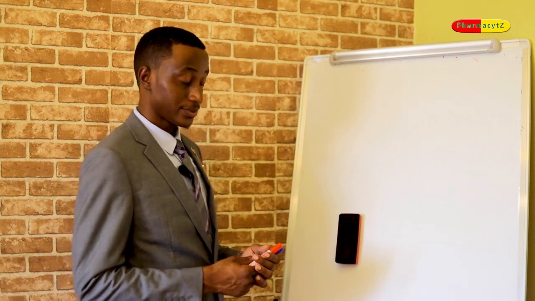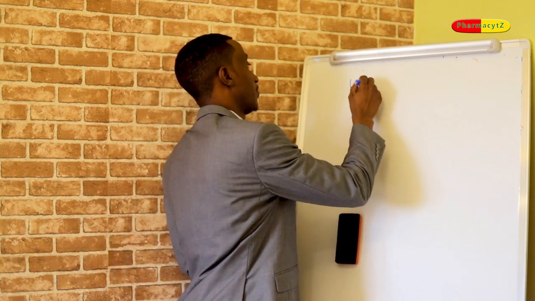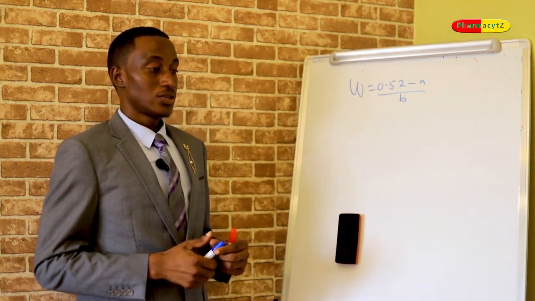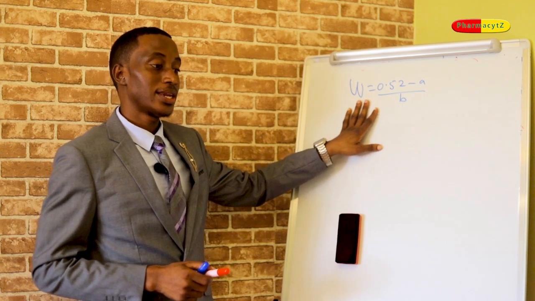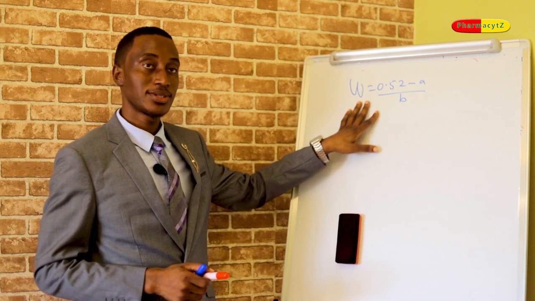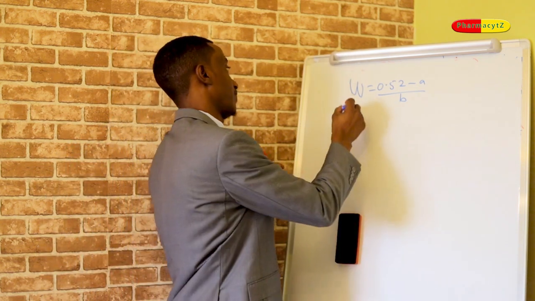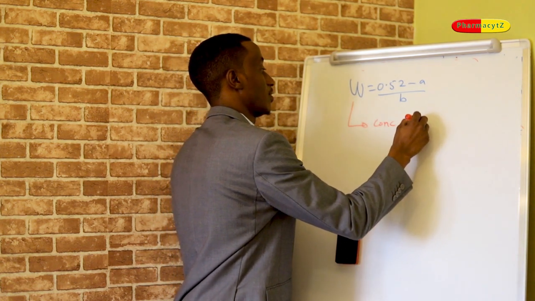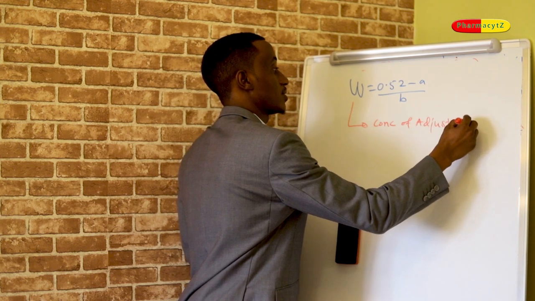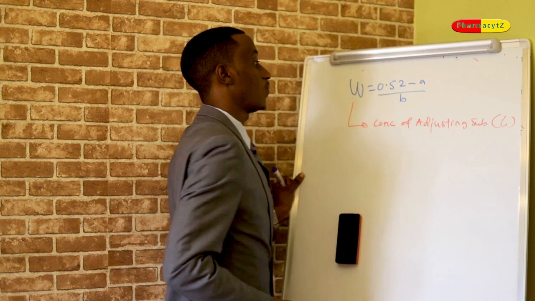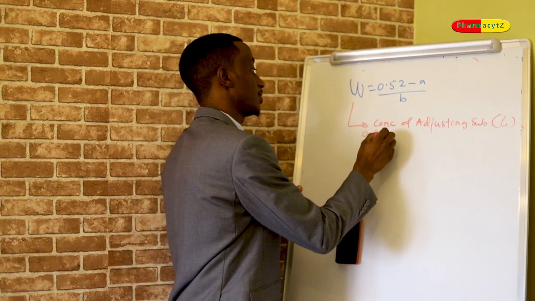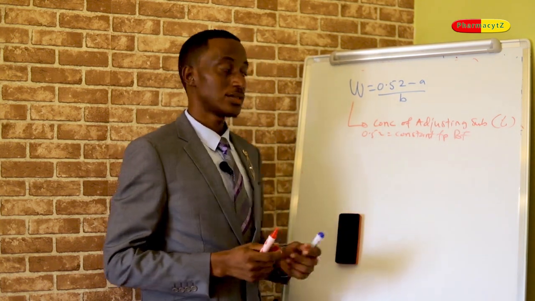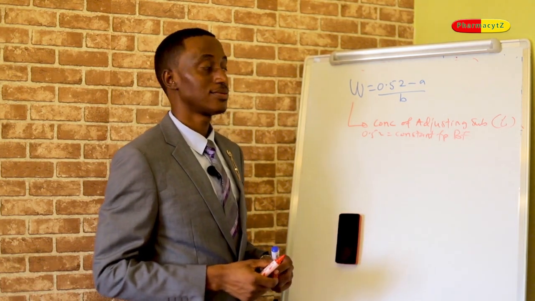There is this common formula for freezing point: W equals 0.52 minus A over B. Here W is the amount of adjusting substance. In fact, we can say this is the concentration of the adjusting substance in terms of percentage weight in weight. And 0.52 is a constant freezing point of body fluids. All body fluids freeze at negative 0.52 temperature.